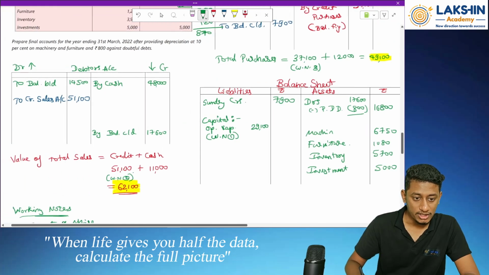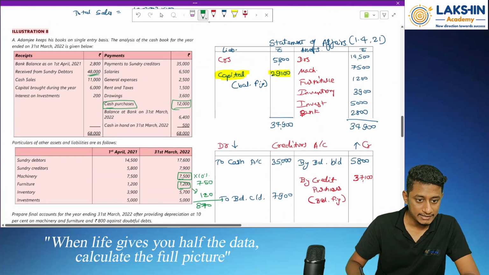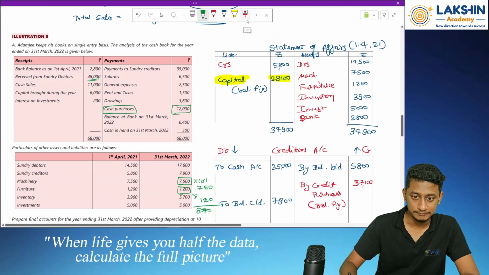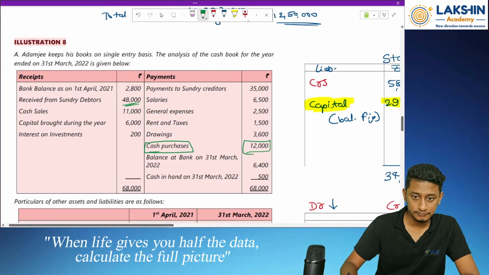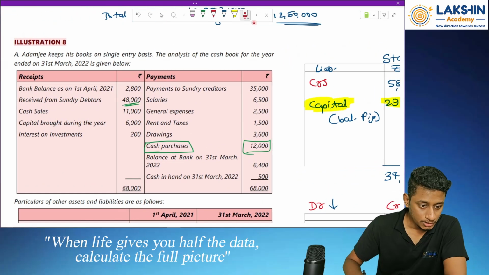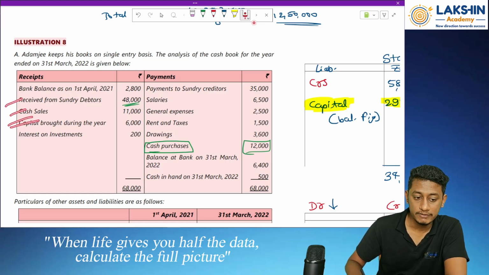29,100. And what else is given to us? Let us see the cash account first of all. So this is done. See, a capital introduced is given to us. Okay, this is already done. So this is required. So I just mark it over here. So this is required. Then what else?